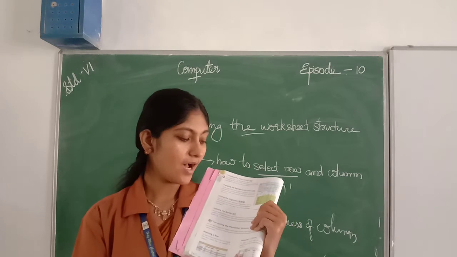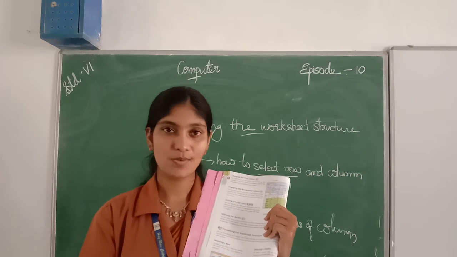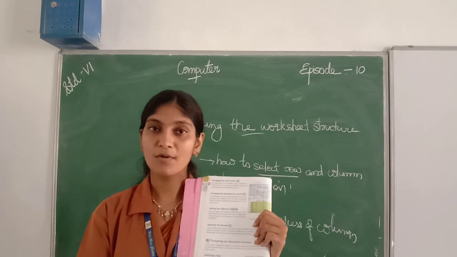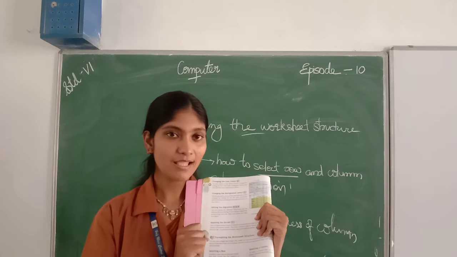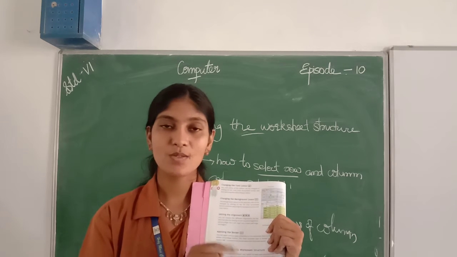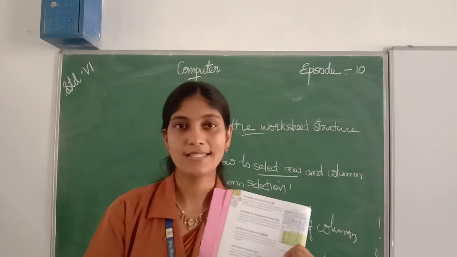Next, how to select a column. Here is the same example which contains the names of students and their marks. So if you want to select the column of science marks, what will you do? Just click on the address of the column. Here the address of the column is B. So just click on the letter B and finally the whole column will be selected.